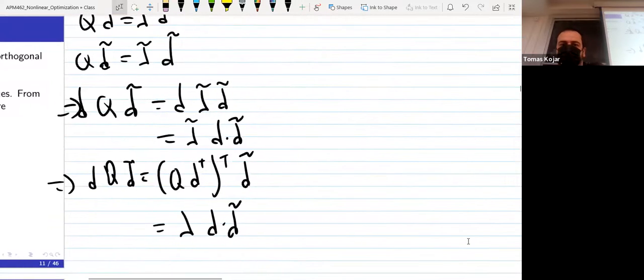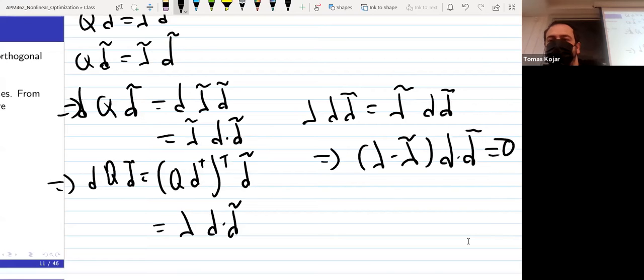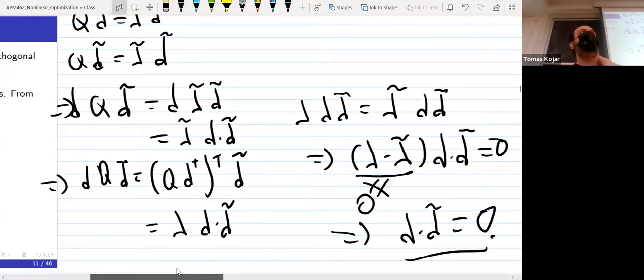They're both equal, so you get lambda d transpose d tilde equal to lambda tilde d transpose d tilde, and you have lambda minus lambda tilde times d transpose d tilde equal to 0, but lambda minus lambda tilde is not 0. So eigenvectors are orthogonal. This was a short review from 2 to 4, but I had to do it because we're going to use this all over the place.